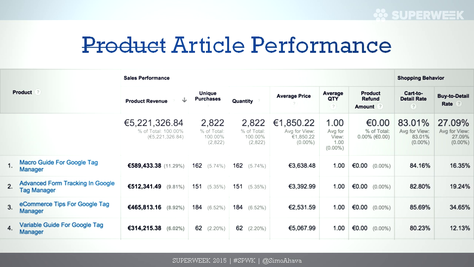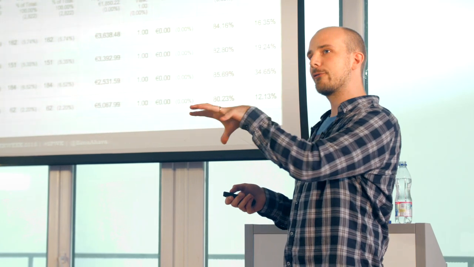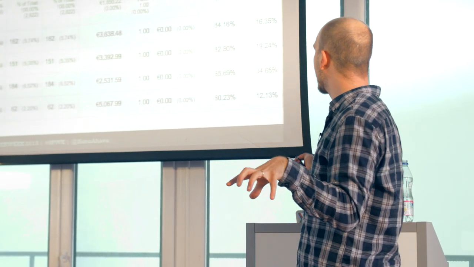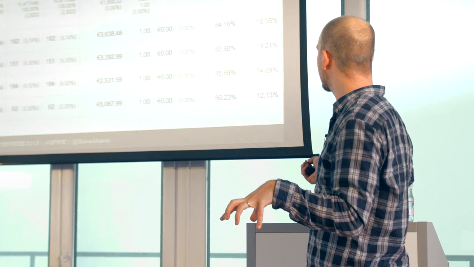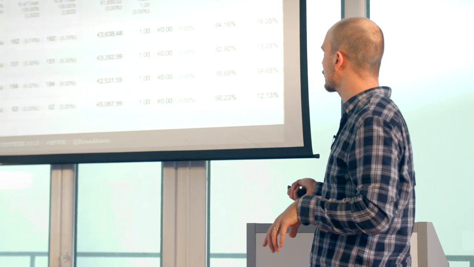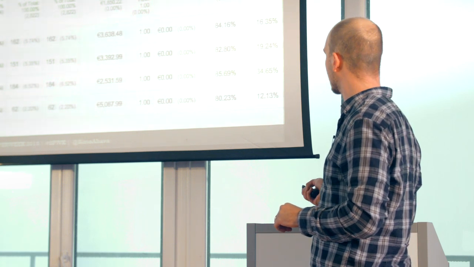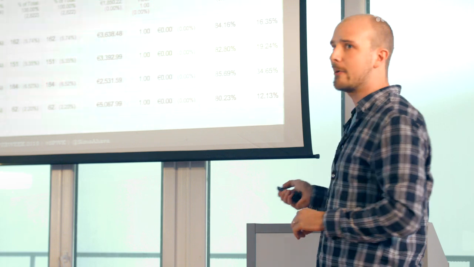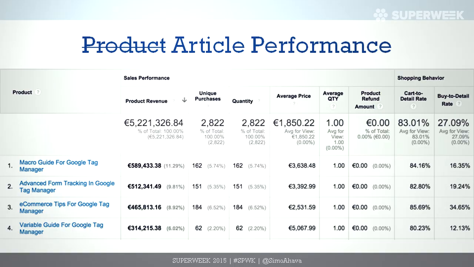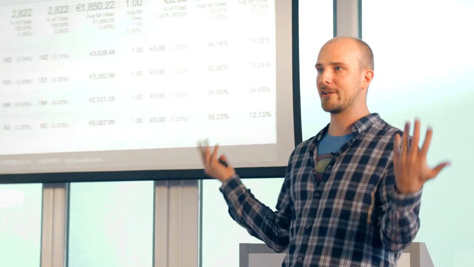Then the cart to detail rate doesn't tell me too much, because I'm going to show you soon how I do that, but the buy to detail rate is important because if you load an article page and you buy it, this is the ratio. So we can see that for articles with fewer words, my e-commerce tips for Google Tag Manager has 2,500 words, and 35% of those who saw the page actually bought it. A longer article like Variable Guy, which has a whopping 5,000 words, only 12% read. So the longer the article, the fewer people read it, which makes sense in a way.